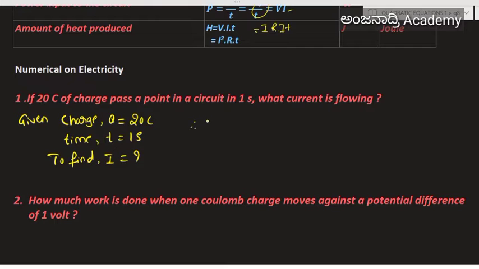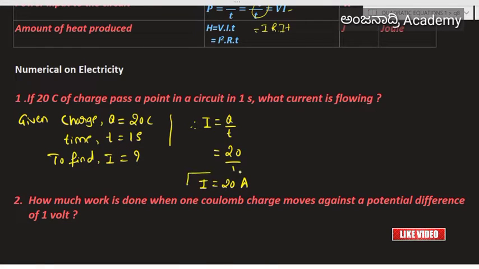We know that electric current I is equal to Q divided by t, that is charge divided by time. What is the charge here? 20, and what is the time here? 1. 20 by 1, that is 20 coulomb per second, that is 20 ampere. The current flowing through the point is 20 ampere. 20 ampere is the answer.